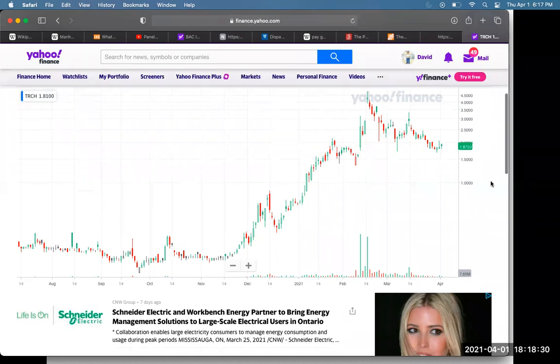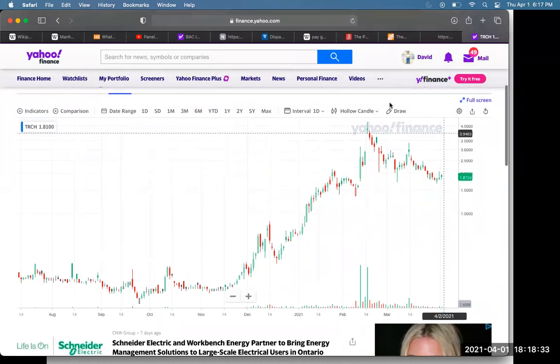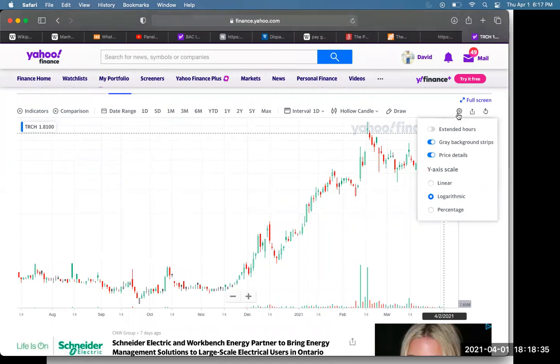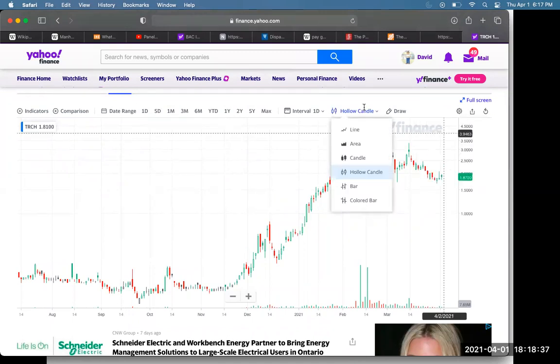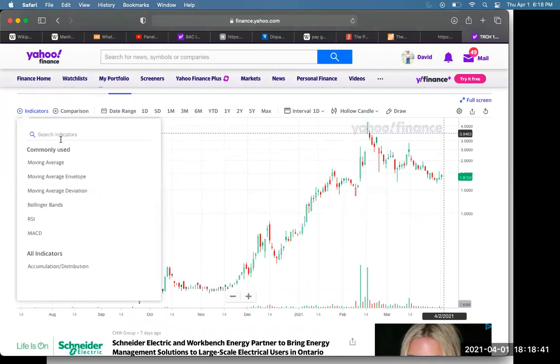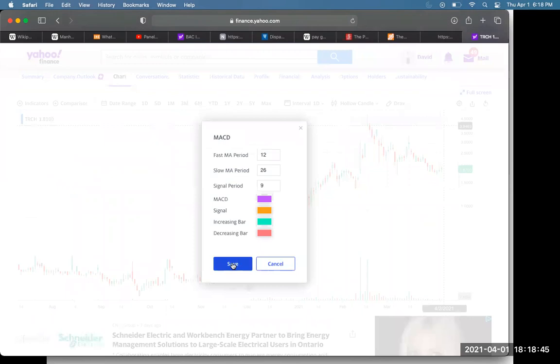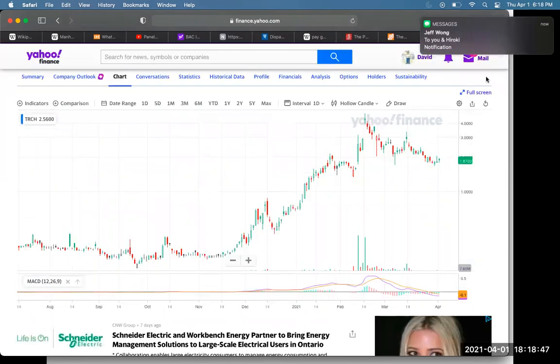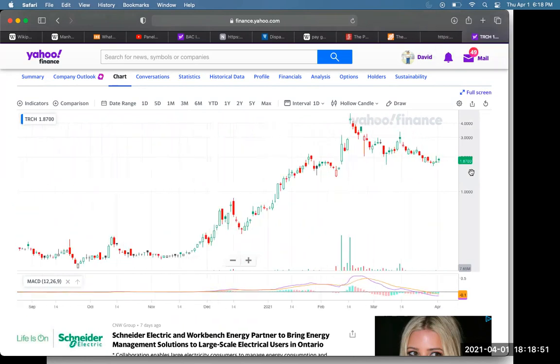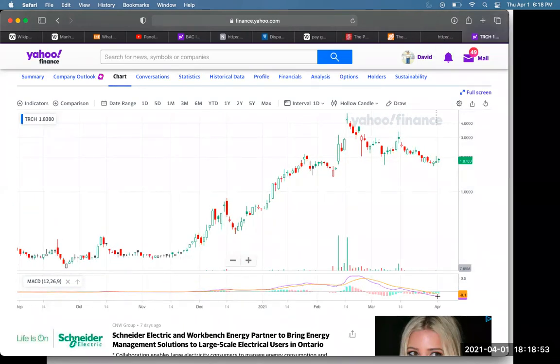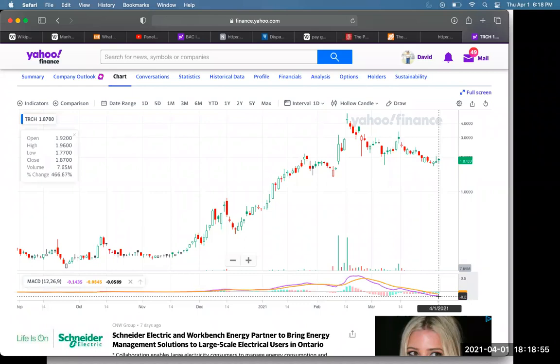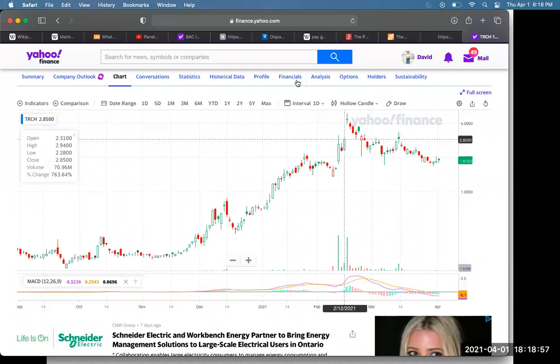Let's see if they have any indicators. MACD. Oh, that's not a good sign. Better sell now.